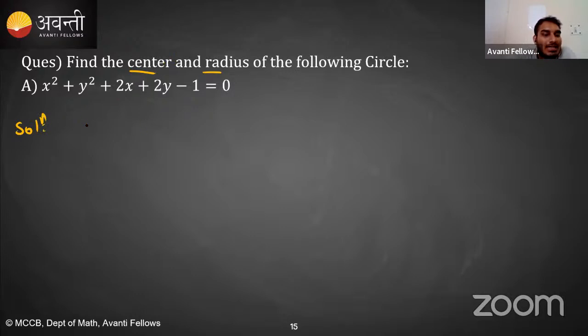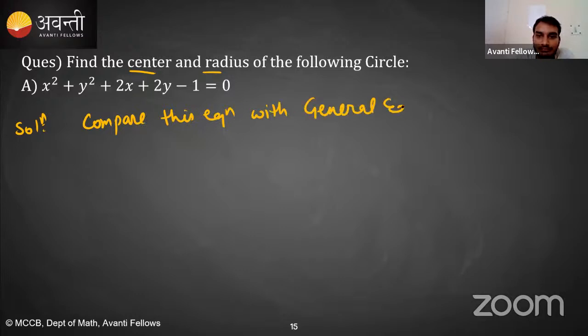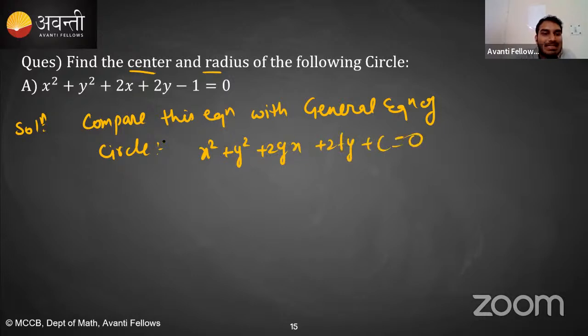Now, tell me quickly, what do you do? Compare this equation with the general equation of circle. In the general equation of circle, I always make my coefficient of x square and y square 1, plus 2gx plus 2fy plus c is equal to 0. So what is g? Now compare 1 and 2. What is g?